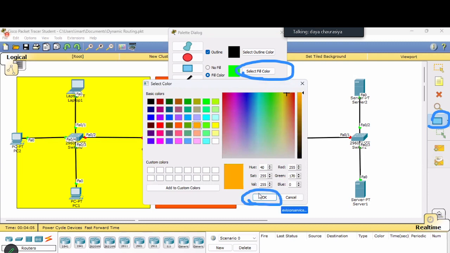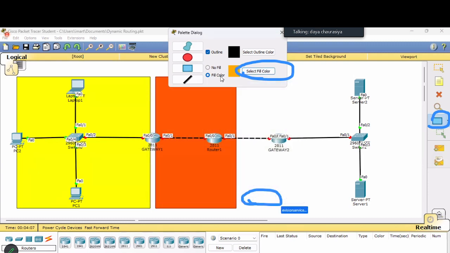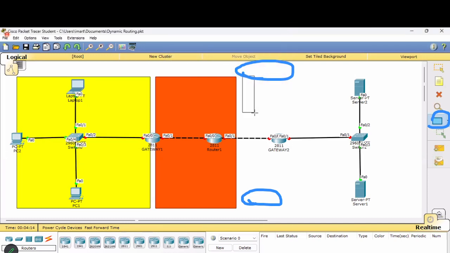ये कोई कैमरा ऑन कर रखा है सर, इससे डिस्टर्ब हो रहा है बार बार. अच्छा रुको. Yes, thank you. Hello. Hello सर.